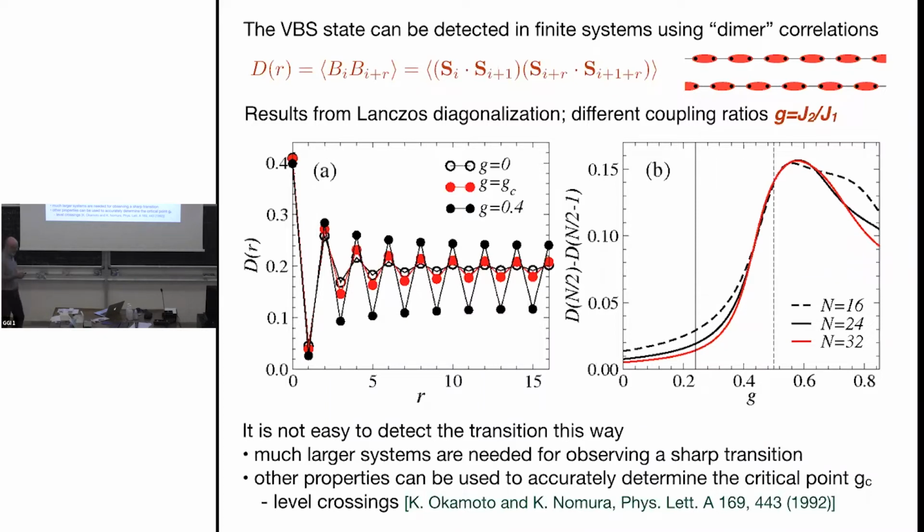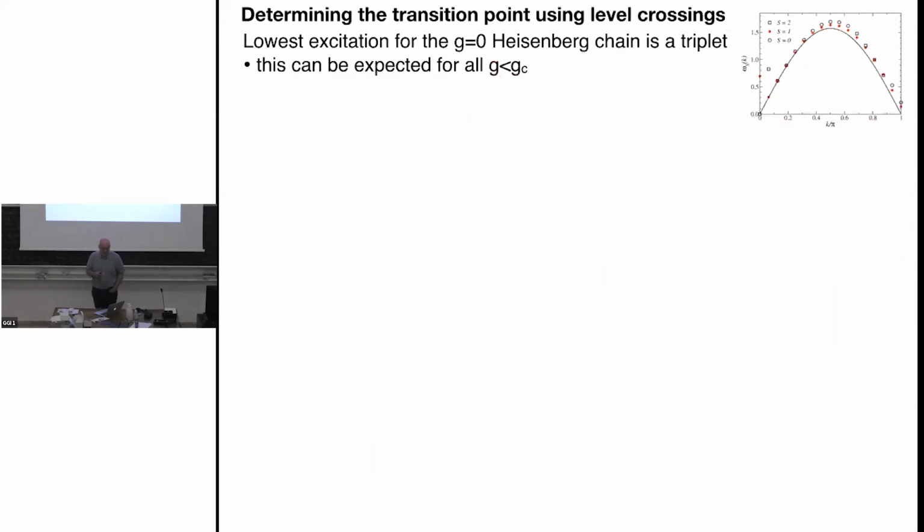So that's what I want to show to you, because it's something that may be very useful also in higher dimensions. So was there another question? Do you know the reason why it's hard to detect the transition?